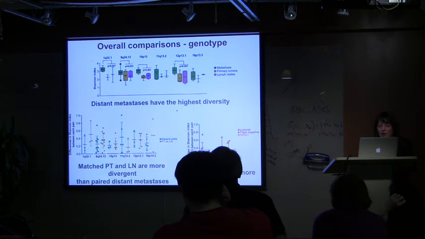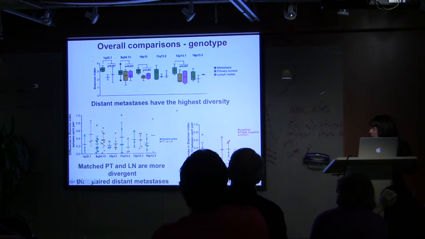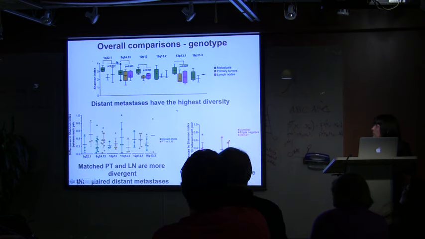So here again, we calculated the Shannon index of diversity in the distant metastatic lesions, which are the green ones, and then also the primary tumors and lymph nodes. And we calculated diversity for different loci, so these are different chromosomal loci. What seems to be fairly clear is that the green ones, the distant metastatic lesions, always have higher diversity than the primary tumor and the lymph node, which is, in a way, expected.